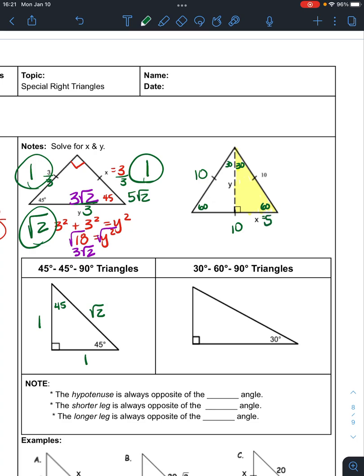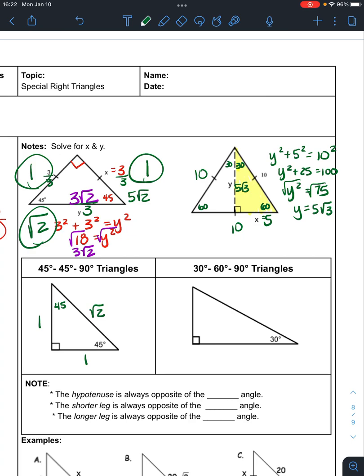Now, if I do the Pythagorean theorem, I would have y squared plus 5 squared is equal to 10 squared. Again, you don't need to be writing. You can just listen. Okay, so then I have y squared plus 25 is equal to 100. Subtract 25 from both sides, you get y squared is equal to 75. And when you take the square root of both sides and simplify it, you get y is equal to 5 root 3. So y is 5 root 3.